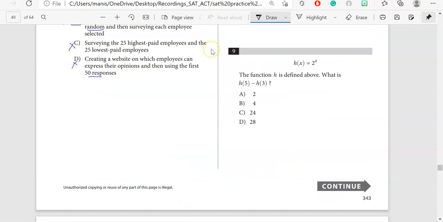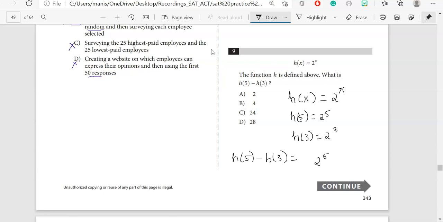Question number 9 says the function h is defined above, what is h of 5 minus h of 3. So my function is this, h of x is equal to 2 to the power x. So this means my h of 5 will be 2 to the power 5. And similarly my h of 3 will be 2 to the power 3. And the question wants me to find h of 5 minus h of 3, which will be 2 to the power 5 minus 2 to the power 3.